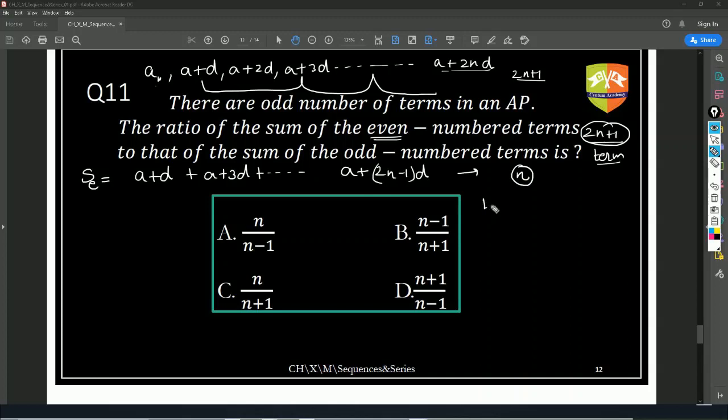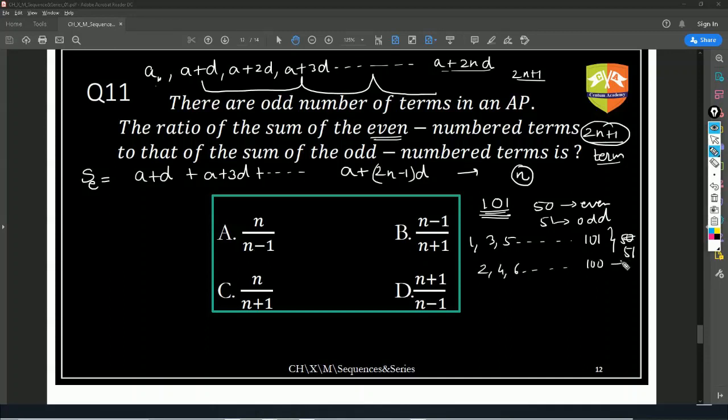So let's say if there are 101 terms in an AP, 50 will be even and 51 will be odd. Getting it? 50 will be even numbered terms, and 51 will be odd numbered terms. Are you okay with this statement? Clear? If there are 101 terms in an AP, the first term, third term, fifth term till 101st term are 51 in number, and second, fourth, sixth till 100 are 50 in number. Got it?